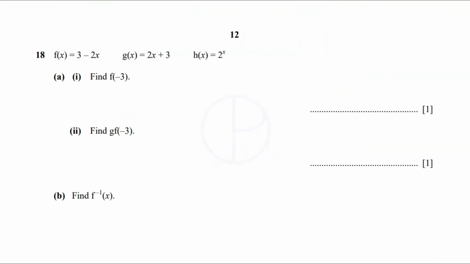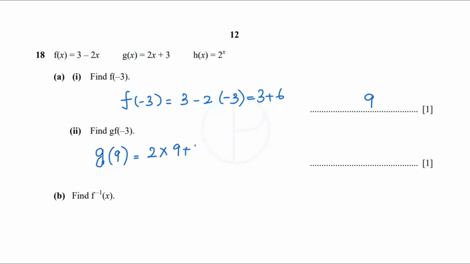Next, find f of minus 3. Substitute minus 3 in the f of x function. So we get 3 minus 2 times minus 3, which is nothing but 3 plus 6, which is 9. Next, find g f of minus 3. Now we got f of negative 3 as 9. So this is nothing but g of 9, which is 2 times 9 plus 3. 18 plus 3 is 21.